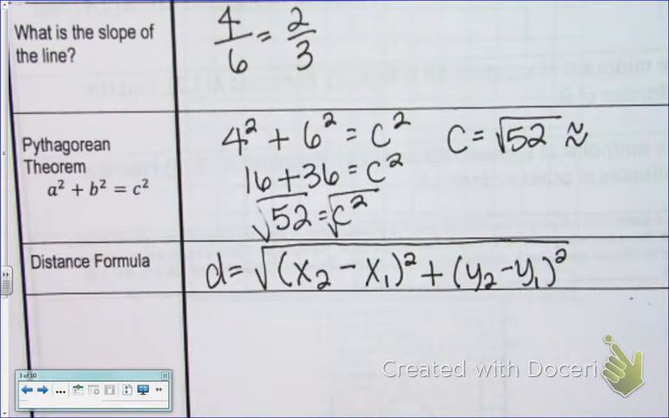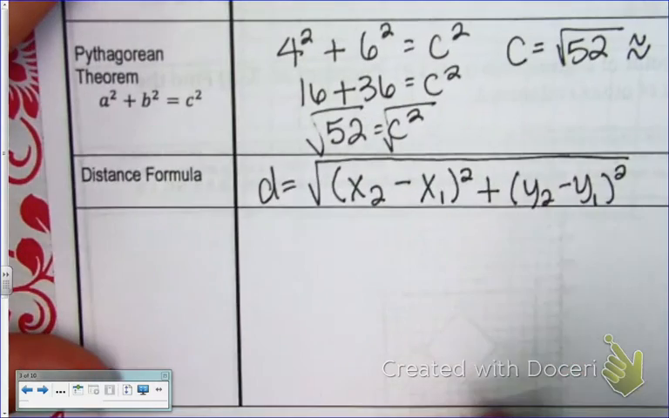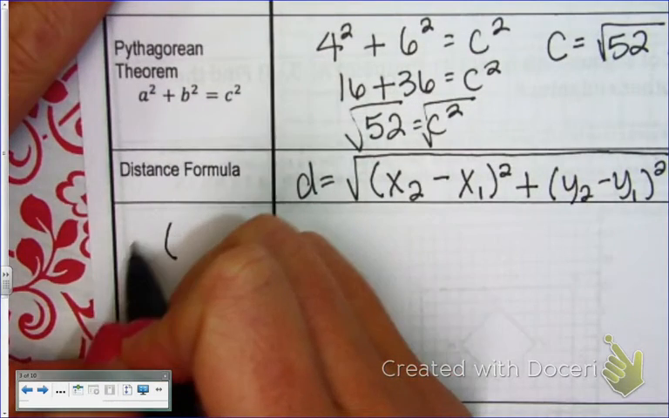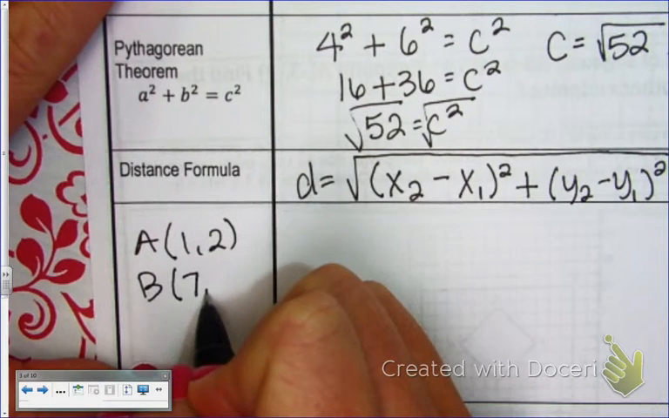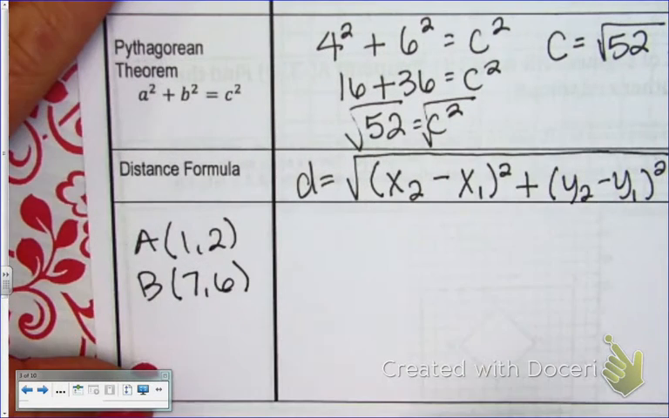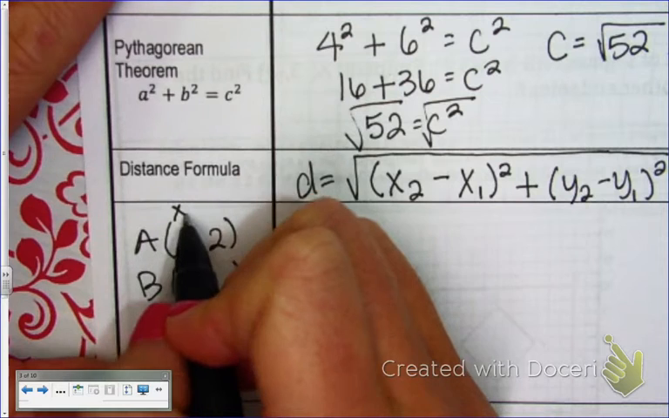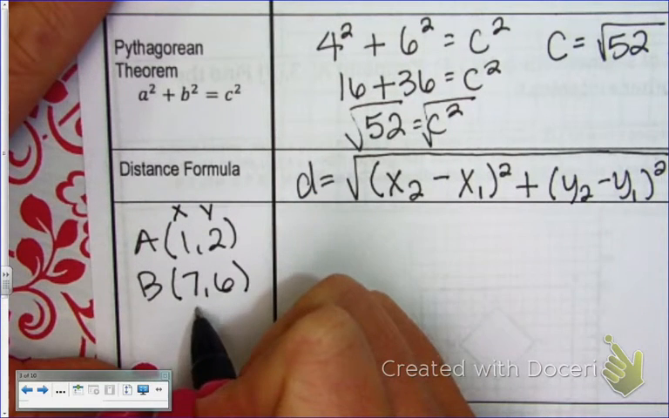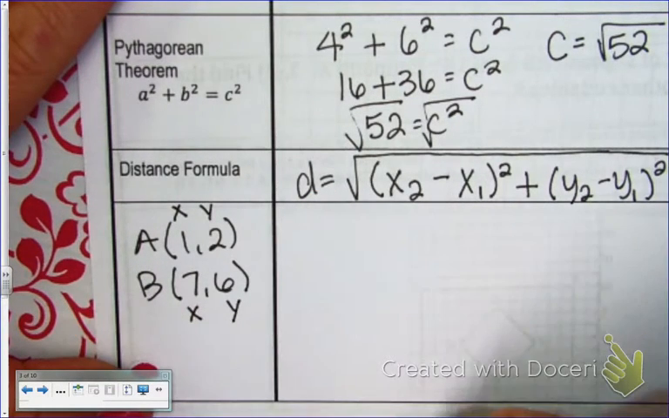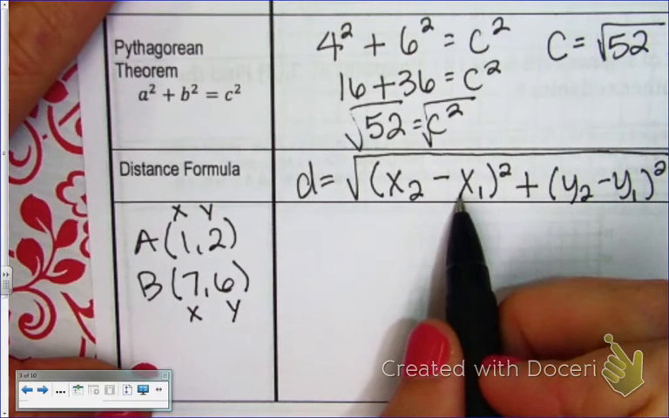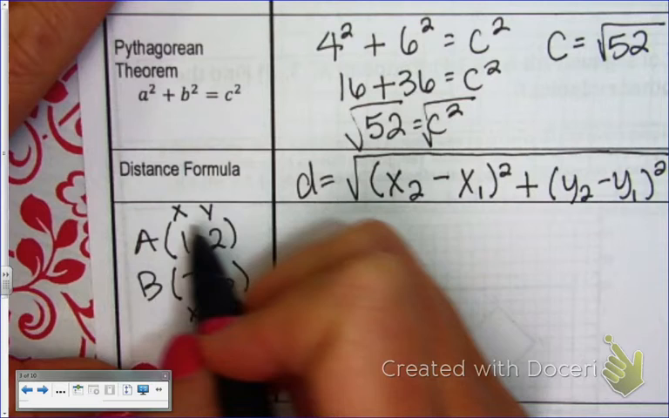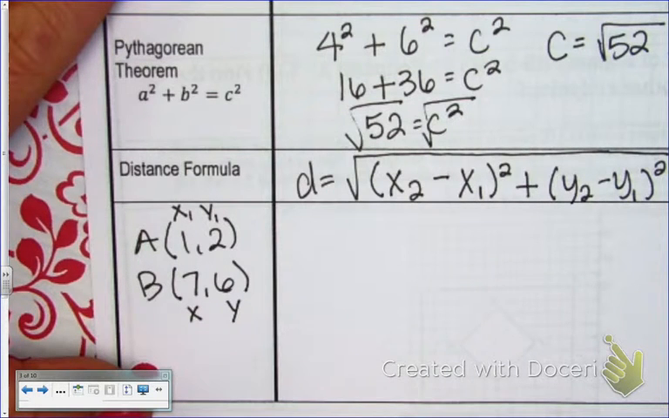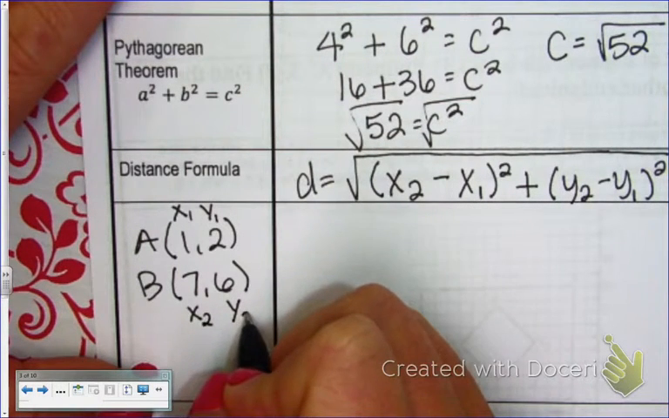Again, we're trying to find AB, so I'm going to relist those points. My A, I have (1, 2). My B, I have (7, 6). With ordered pairs, we always list our X first, then our Y. We're going to do the same thing for both of them. Now, if you notice, I have x1 and x2. This is our first point, so we'll label it x1, y1. This is our second point, so we'll label it x2, y2.